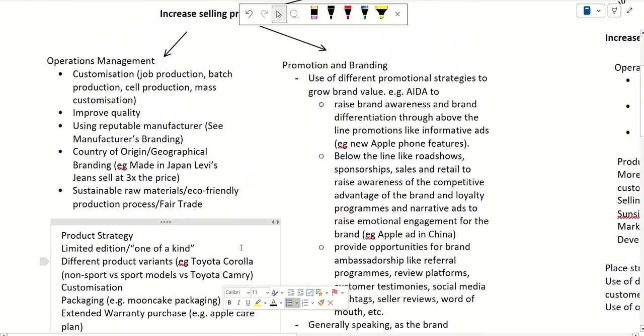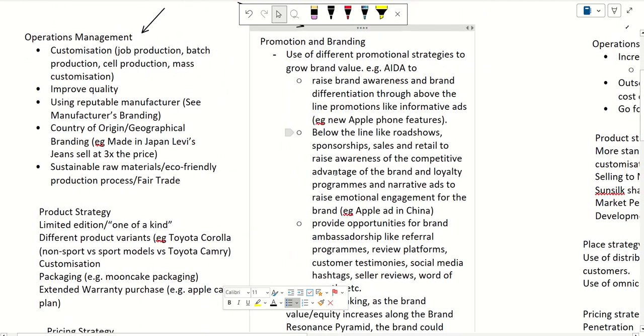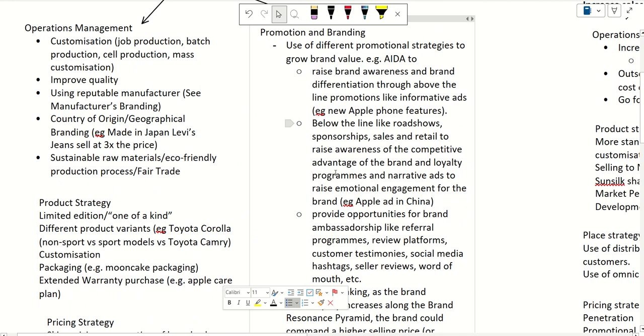branding does matter, right? And if you're buying a laptop, for example, when you're going year 5, 6, you will probably not purchase an unknown laptop brand or a laptop brand that maybe is new in the market, right? Okay, next, promotion and branding.